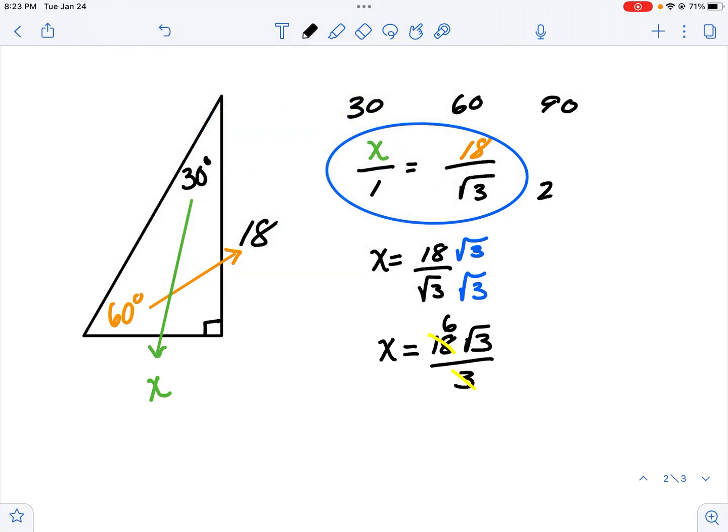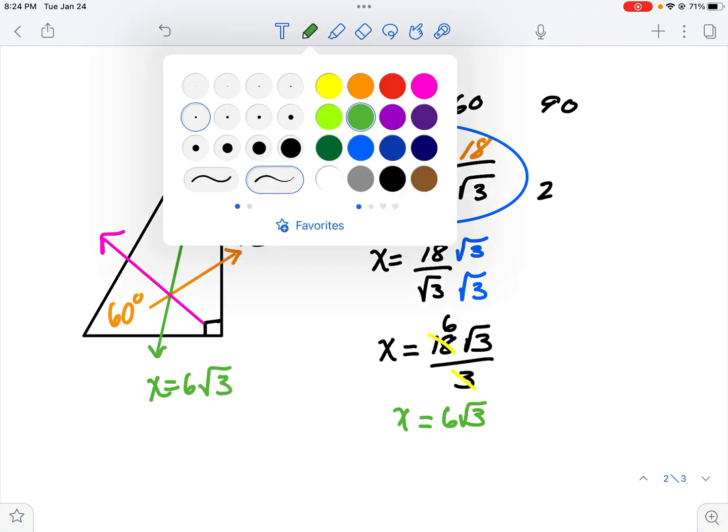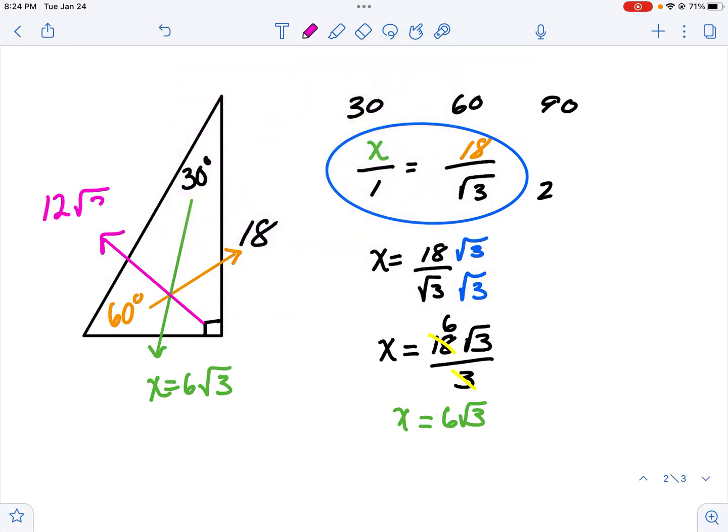18 divided by 3 is 6. So that's going to get us X is equal to 6 radical 3. So if X is equal to 6 radical 3, then this is twice as big. And if we take 6 radical 3 and double it, we get 12 radical 3. So that's going to be 12 radical 3. Okay?